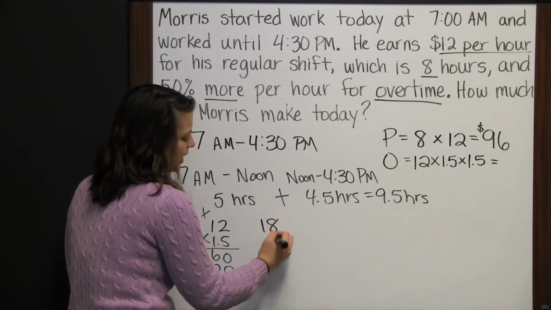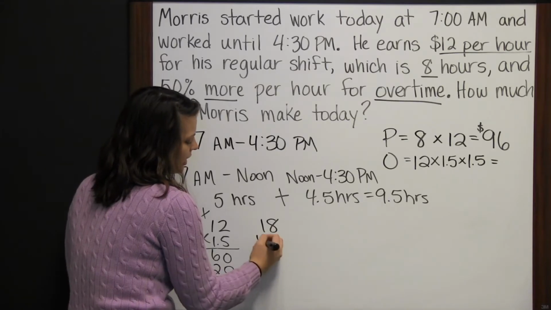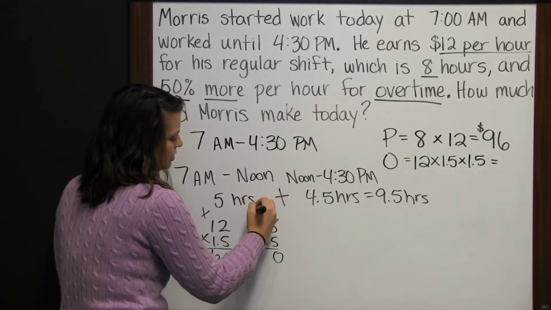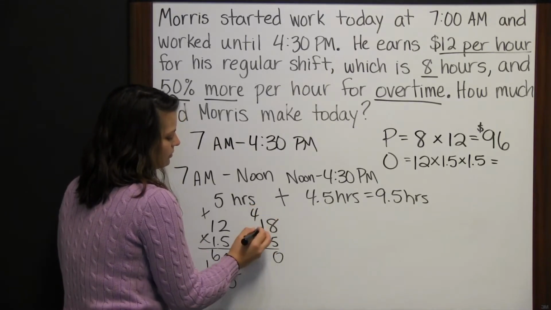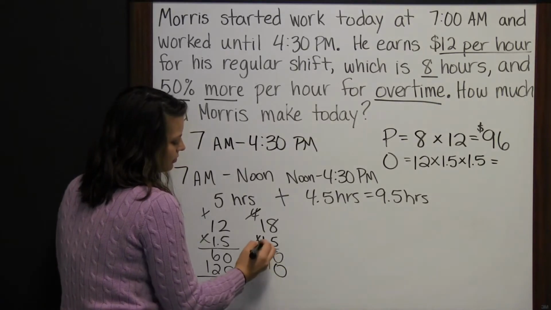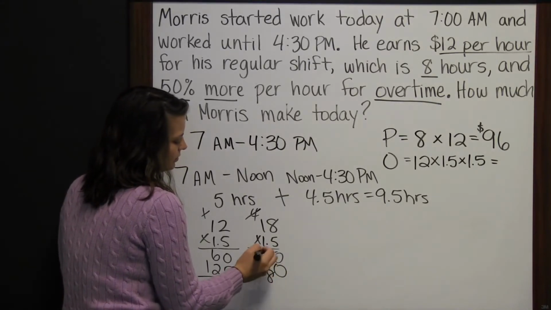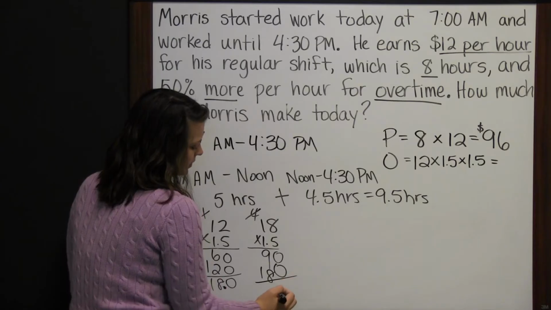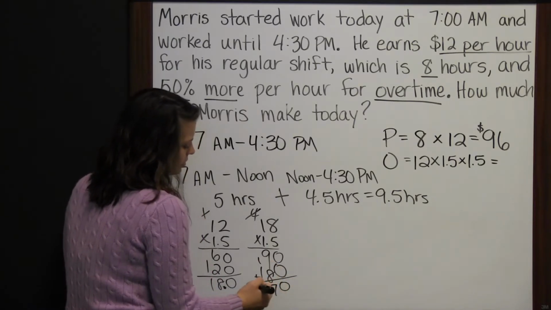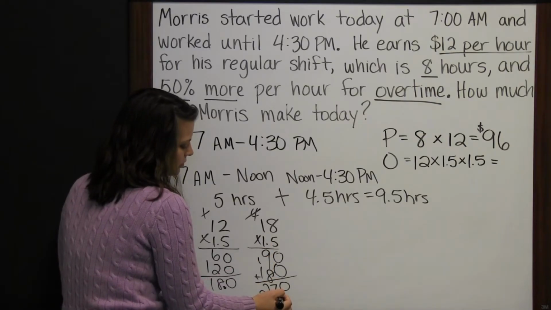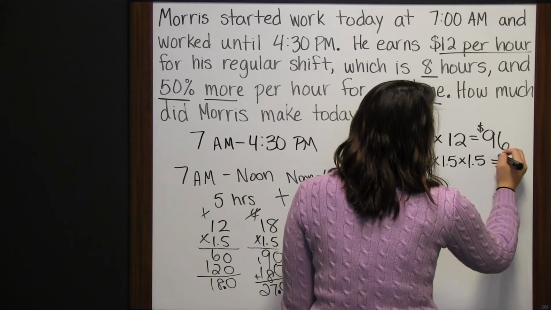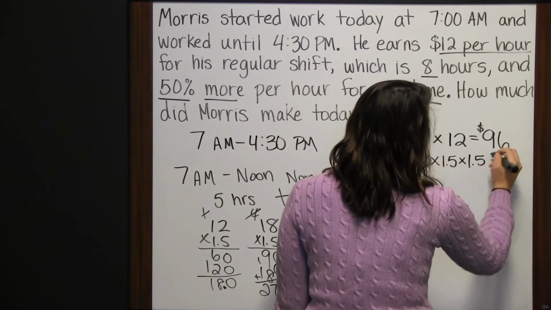So now we multiply 18 times 1.5. And 5 times 8 is 40, carry the 4. 5 times 1 is 5, plus 4 is 9. 0 placeholder, 1 times 8 is 8, 1 times 1 is 1. We add those together, 17, carry the 1. One number behind the decimal. So that means he made $27 in overtime.